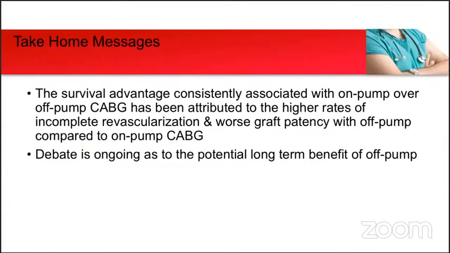So based on the previously mentioned studies, we can clearly see that the survival advantage consistently associated with on-pump over off-pump Cabbage has been attributed to the higher rates of incomplete revascularization in the off-pump and worse graft patency with off-pump compared to on-pump Cabbage observed in different randomized control trial and retrospective studies. A debate is ongoing as to the potential long-term benefit of off-pump Cabbage, and we need more and further studies and longer follow-up to address this issue.